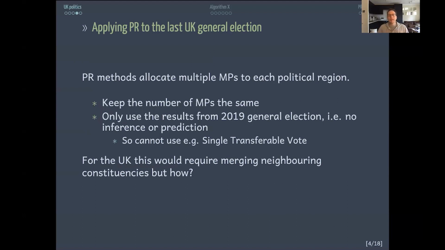Now, proportional representation, or PR methods, allocate multiple MPs to each political region. As I mentioned, in the UK one MP gets allocated to a constituency, whereas PR allocates multiple MPs. For example, in Holland, the political region is the entire country, and MPs get allocated there. In Sweden, it's a geographical region, and in Ireland, they do have constituencies, but the constituencies have between 3 to 5 MPs who represent them in Parliament.